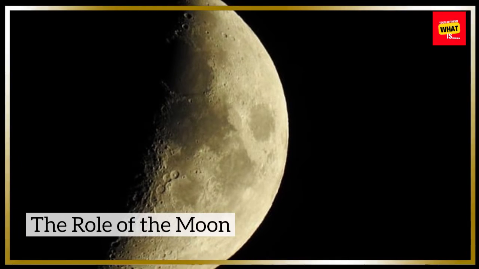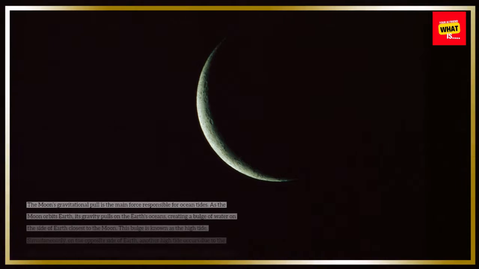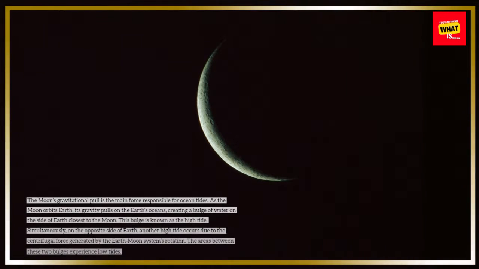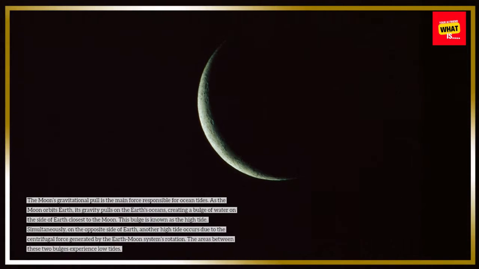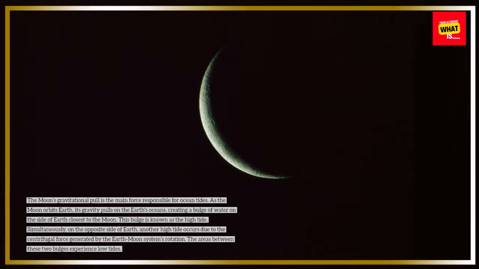The role of the Moon. The Moon's gravitational pull is the main force responsible for ocean tides. As the Moon orbits Earth, its gravity pulls on the Earth's oceans, creating a bulge of water on the side of Earth closest to the Moon. This bulge is known as the high tide.